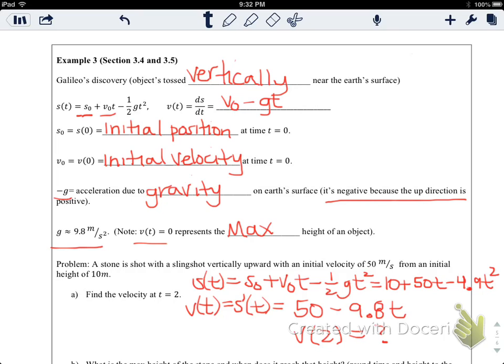And also note that when you set v of t equal to 0, that represents the max height of an object. And I'm going to stop this video now and continue. And the last video will be very short.